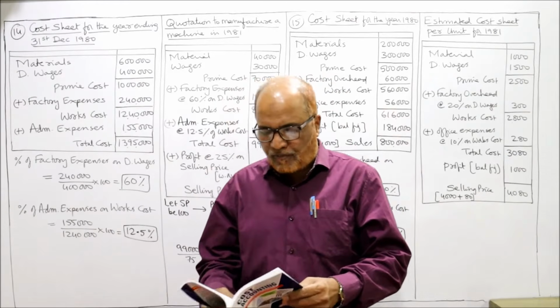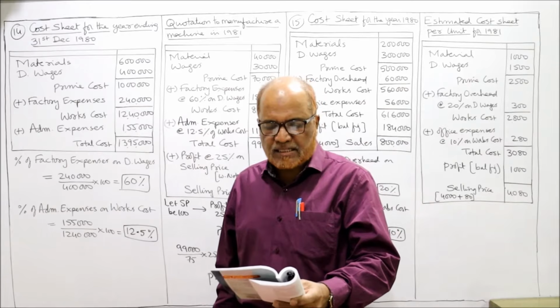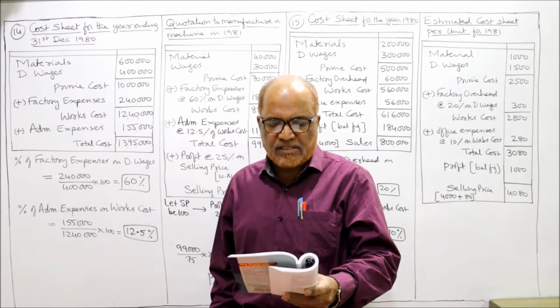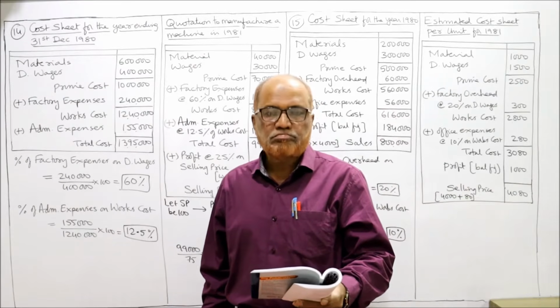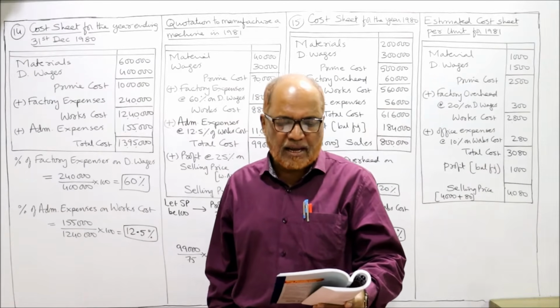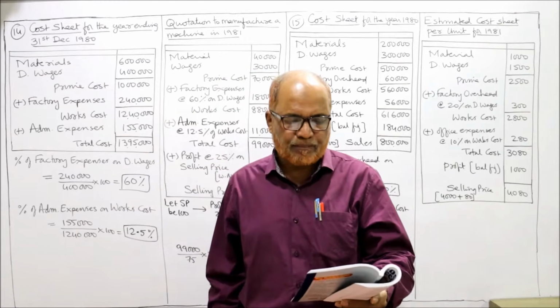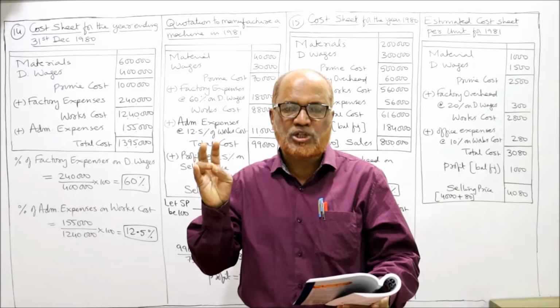Come on, I'm reading out the 14th problem. The following information is extracted from the manufacturing account of a factory for the year ending 31st December 1980. So data is given. Material consumed 6 lakh, direct wages 4 lakh, factory expense 2,40,000, office and administrative expense 1,55,000. These four costs are given: direct material, direct wages, factory overhead, administrative overhead.